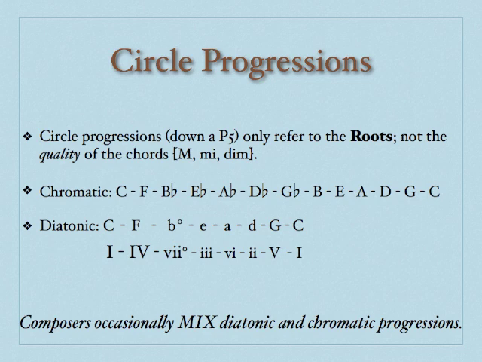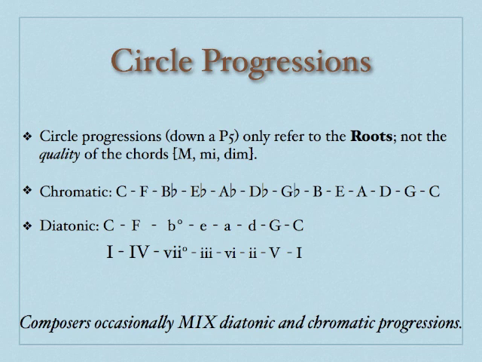If you don't want to do that, if you want to stay in one key and still have the root progressions go down a fifth, then you can follow a diatonic progression. C to F, in this case we're in the key of C, C to F, and then F. If we went down a fifth, it would go to B flat, which is out of the key of C.